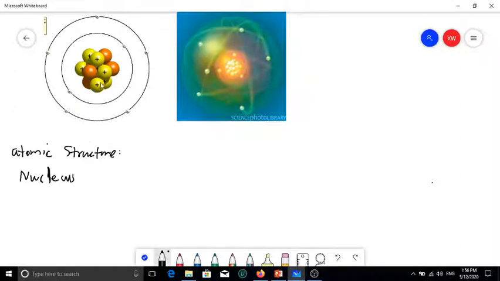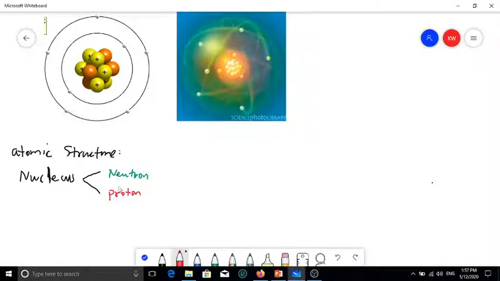Now you can see the nucleus is not just one particle. The nucleus is actually composed of two different particles: the orange ones and the yellow ones with a plus symbol on it. Let me use green to represent the orange particle here, which has no symbol on it. It is the neutron. Now I'm using red to represent the yellow particles with the plus symbol. They are protons.